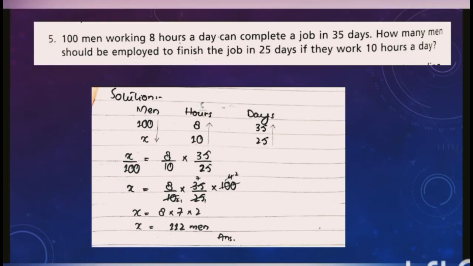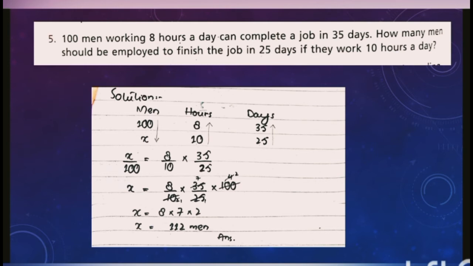Now question number 5: 100 men working 8 hours a day can complete a job in 35 days. How many men should be employed to finish the job in 25 days if they work 10 hours a day? So the quantities given are men, hours, days. 100 men, 8 hours, 35 days. I wrote it all here. Then I need to know how many men should be employed now, so I wrote x as the unknown variable. And 25 days and 10 hours a day, I wrote the values like this.